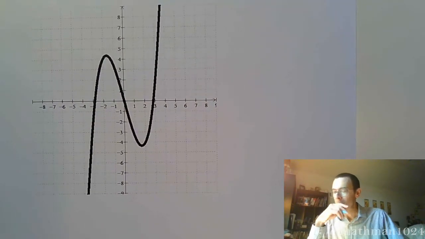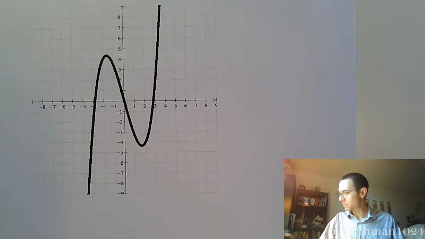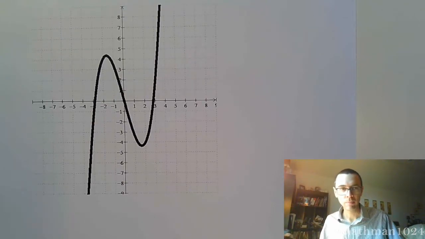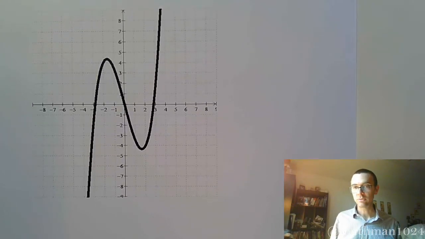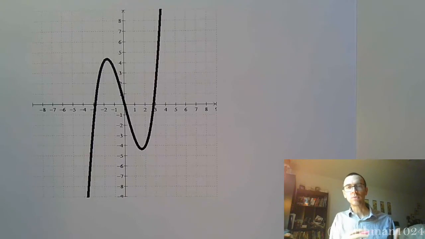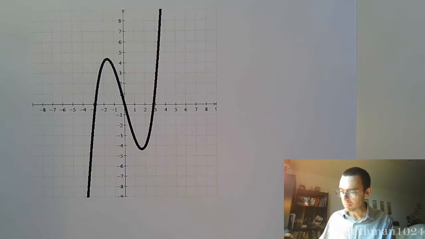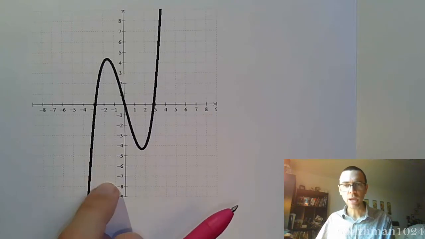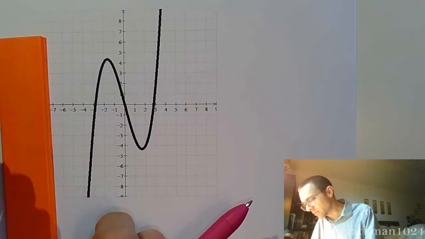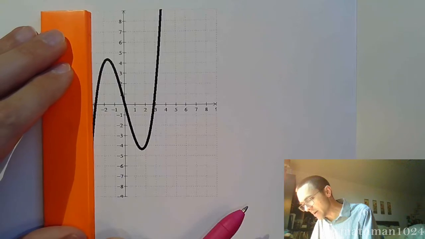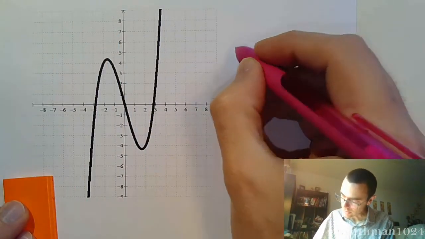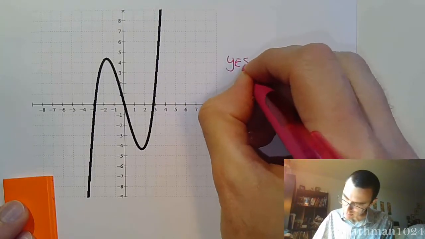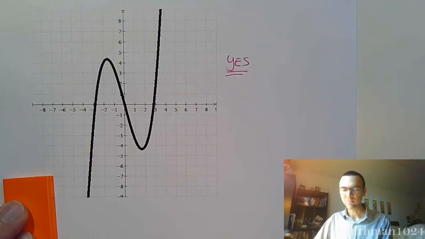All right. Let's see. Function, yes or no? Does this graph curve back on itself? Or, as I go from left to right, is he okay? And you see, he never curves back on himself. If I take this vertical line and I start passing it through here, everything is fine all the way across. So yes, this is a function.